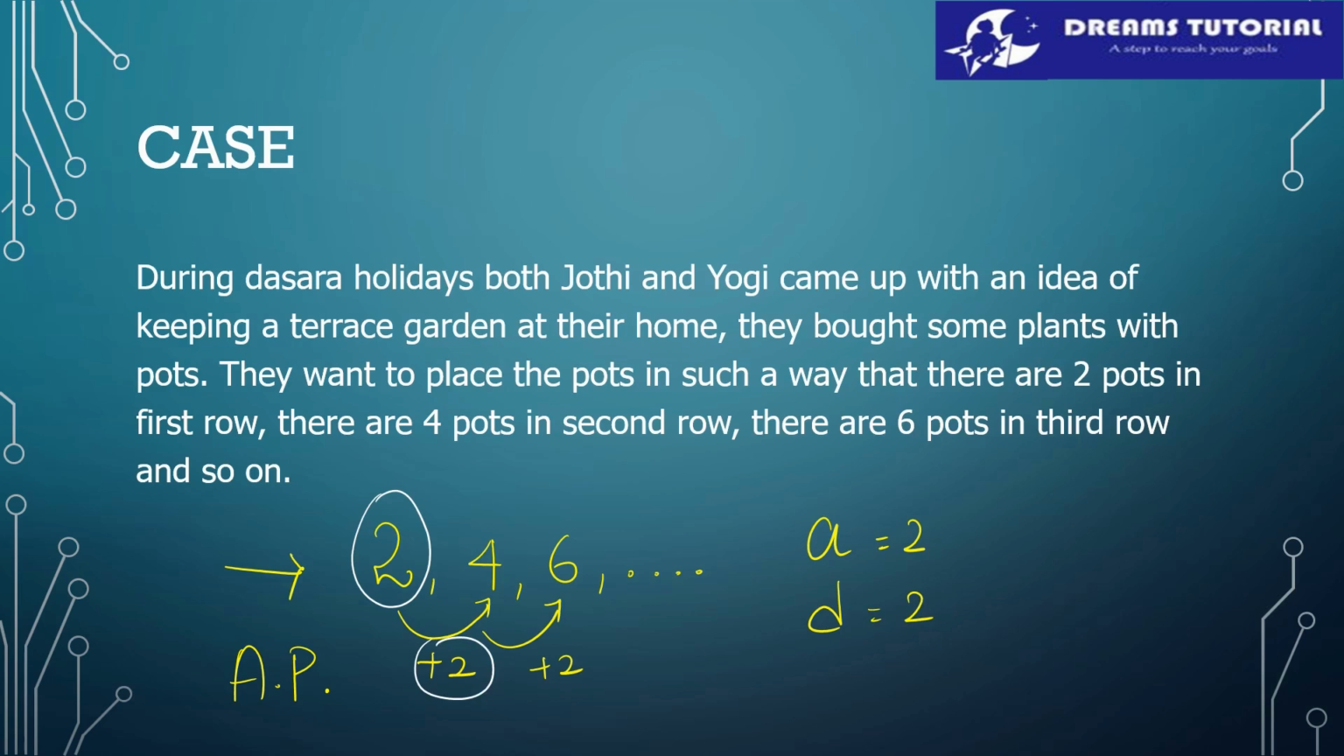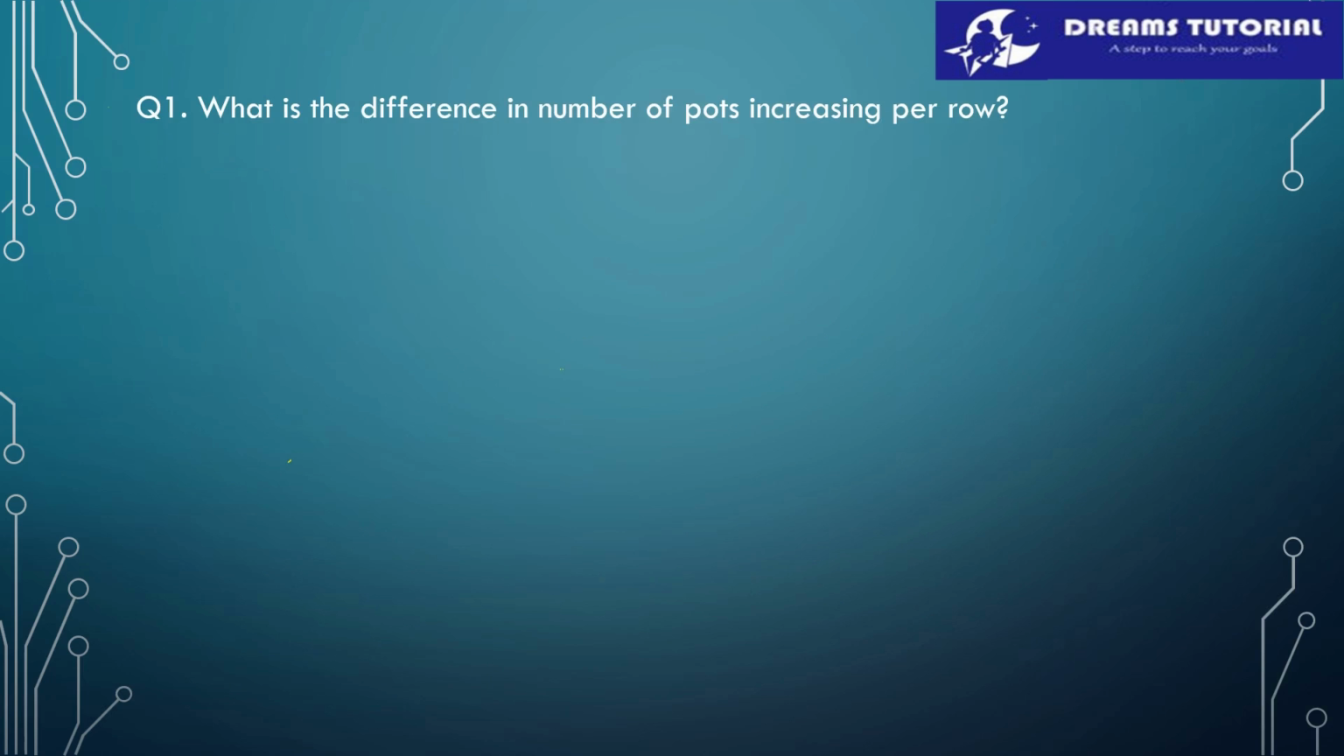Now let's move forward. Let's try to solve a few questions based on this case. Here is question number 1, which says: what is the difference in number of pots increasing per row? The number of pots in the rows were 2, 4, 6 and so on. This was forming an AP. So what would be the difference? We know the difference they are talking about here is the common difference, which is a2, which is 4, minus a1, which is 2. So the common difference was already found by us to be 2. So this is the answer for the first question.